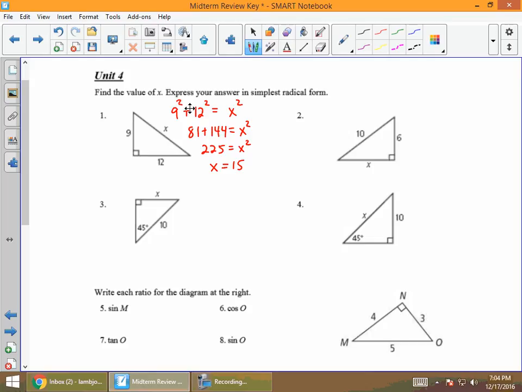Second one is again Pythagorean theorem. My legs are 6 squared plus x squared has to equal 10 squared. So x squared plus 36 is equal to 100. Subtract 36 on both sides. So x squared is equal to 64. Square root, x is equal to 8.